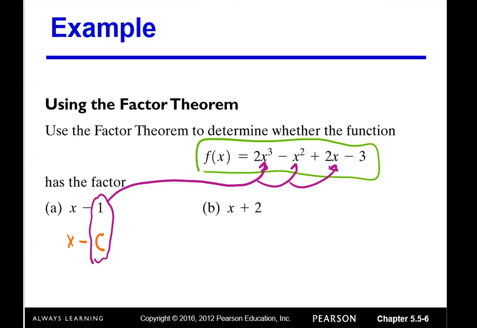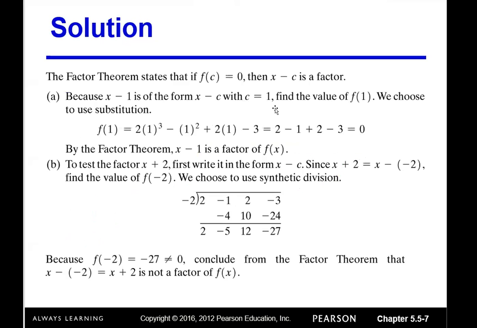And I think they show that on the next slide for part A. Yep, they plugged it in. They plugged in the 1 here and here and here. And they did the math. 1 cubed is 1 times 2 is 2 minus 1 squared is 1 plus 2 times 1 is 2 minus 3. 2 minus 1 plus 2. There we go. Equals 0. So yes, x minus 1 is a factor of f of x. That's your answer right there.